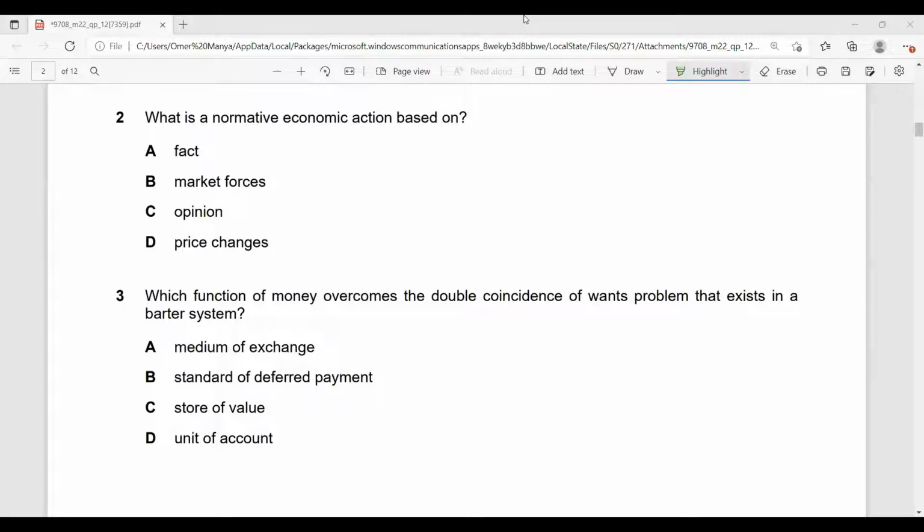On the other hand, normative statements cannot be proven or disproven because they are statements that are based on value judgments. What that means is there's often an opinion attached to it. So opinions cannot be proven or disproven, which is why the answer here is C. Normative economic actions are based on opinion. Just so you know, A would be the answer for a positive economic action.